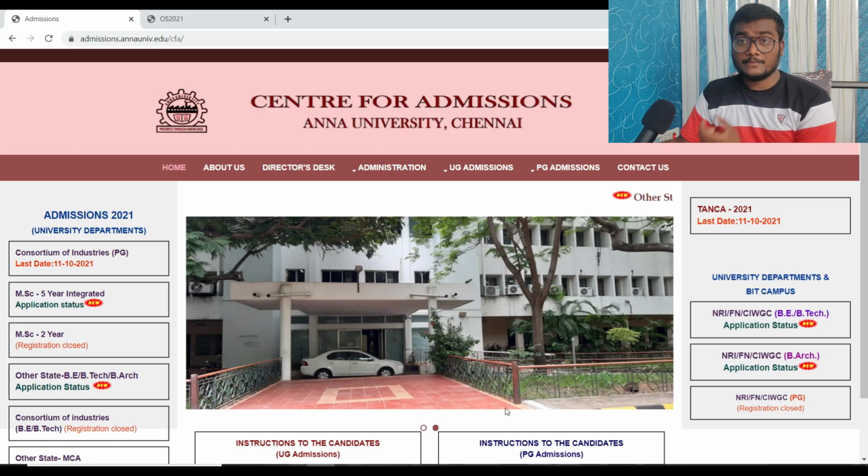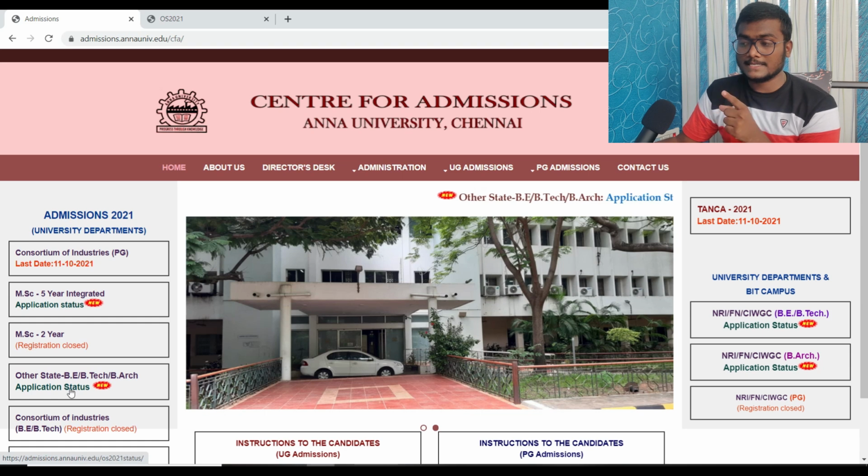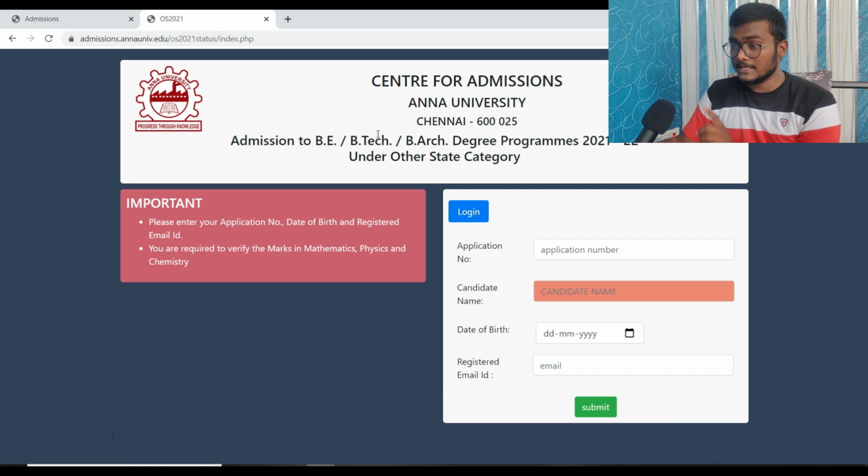So if you see guys, I am here at the Anna University main website. Just you can see application status of other state BE, B.Tech, BArch. So just click that. After clicking that, you will be taken to here. On the left you can see important points. So they said that please enter your application number, date of birth and registered email ID for logging in.